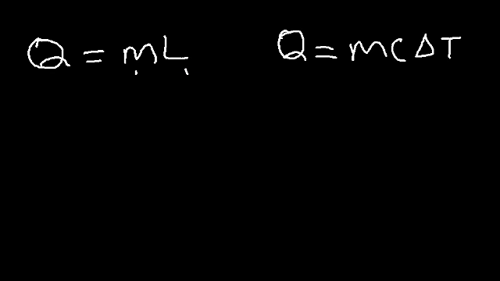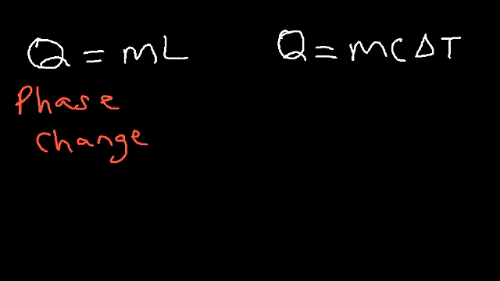So you only want to use the first equation whenever you have a phase change. Whenever a solid melts into a liquid, or whenever a liquid vaporizes into a gas, or vice versa. The gas could condense back into a liquid, or the liquid could freeze back into a solid. But for the equation on the right, you want to use it whenever there's a temperature change. So if the temperature goes up or goes down, you want to use it.